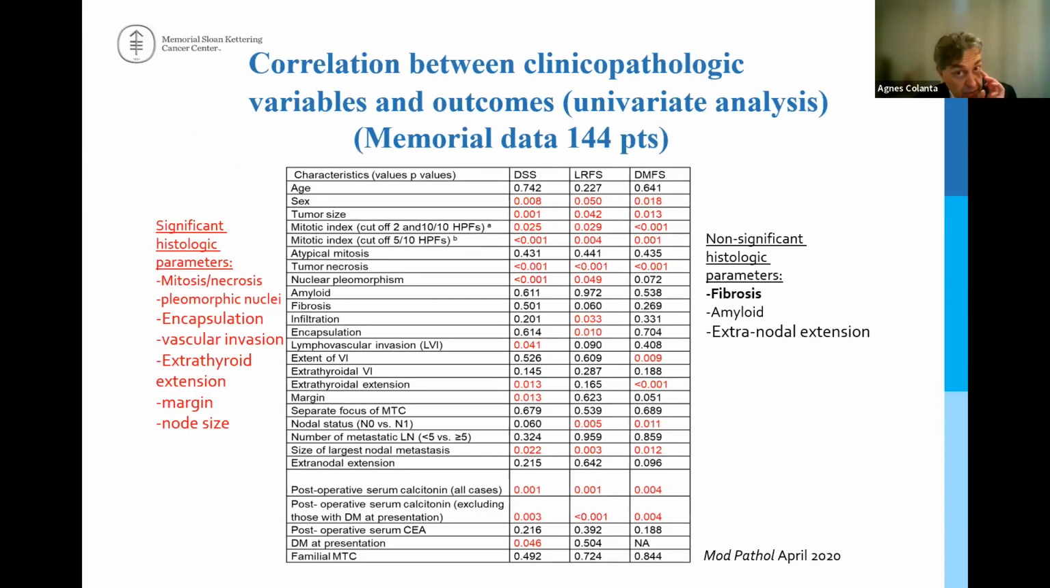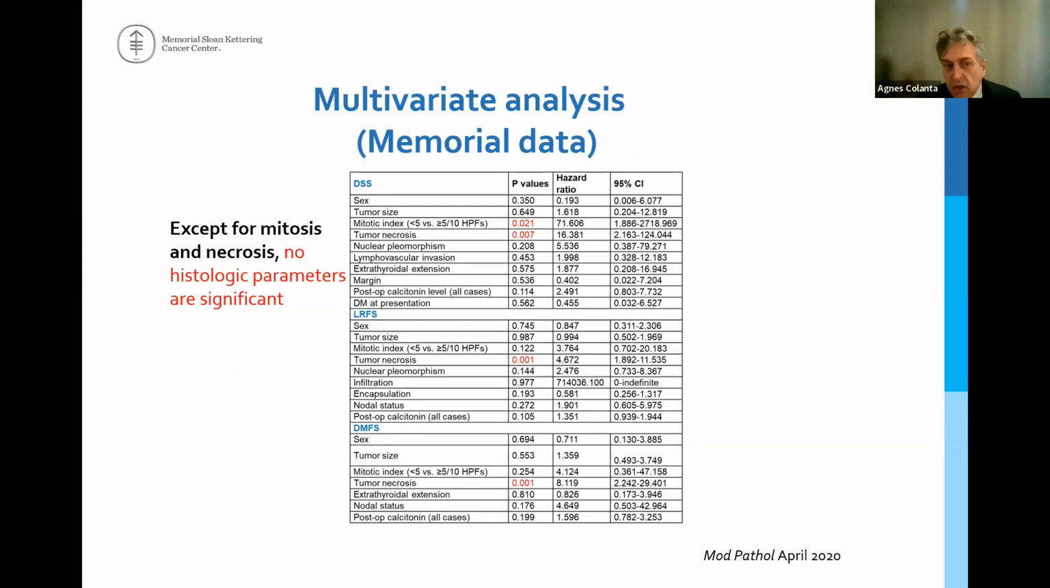We learned a lot from these two papers. You can see here the Memorial data, the 144 patients, on univariate analysis. We learned that histopathologic parameters such as fibrosis were not prognostically significant. Now, in addition to mitosis and necrosis, pleomorphic nuclei made a difference, encapsulation, vascular invasion, extrathyroid extension, margin, and node size. This is by univariate analysis. But when you go by multivariate analysis, all falls off, and the only really histopathologic features that matter are mitosis and necrosis.